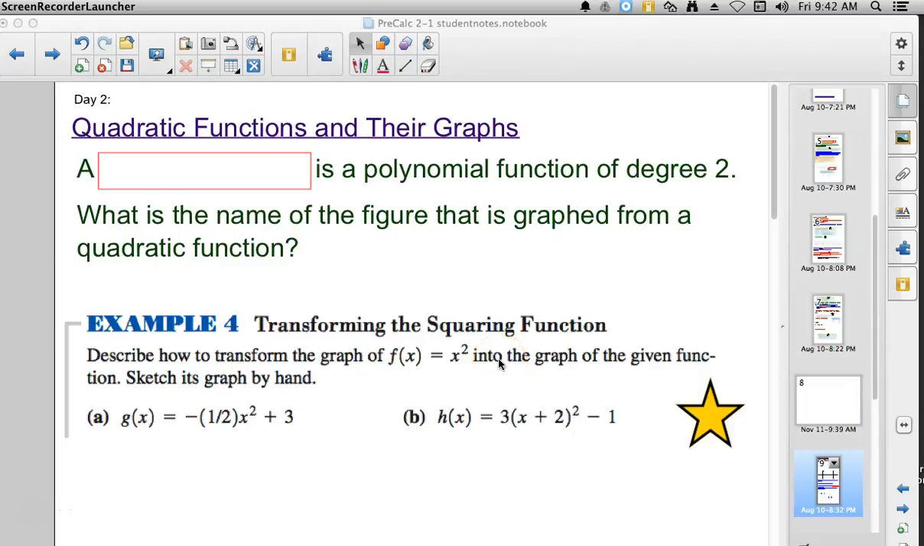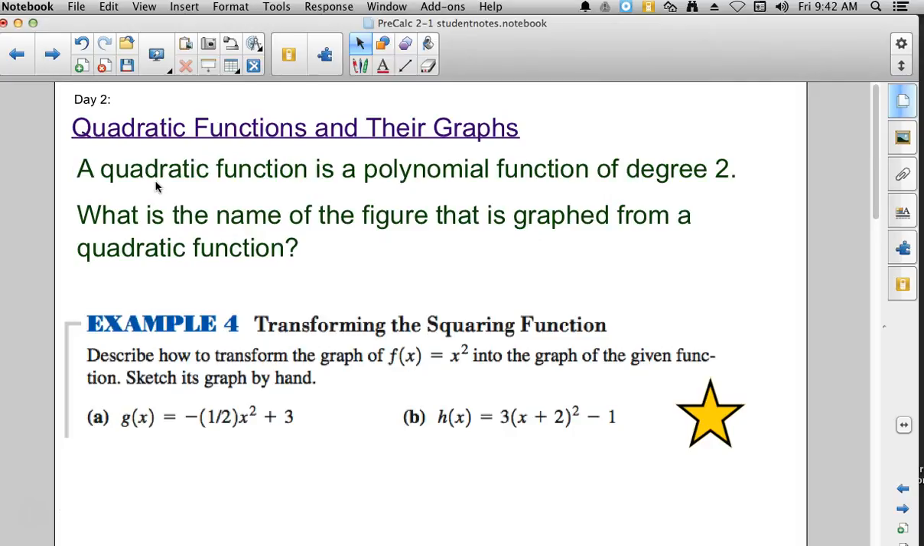Quadratic functions and their graphs. We did linear stuff yesterday, so x to the first for the stuff that we were looking at, but today it's going to be about degree 2 polynomials mostly. And we really don't start working with the cubics and stuff until a little bit later. So, quadratic functions and their graphs.